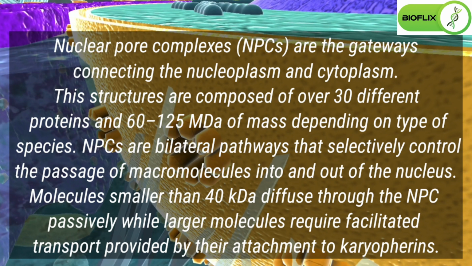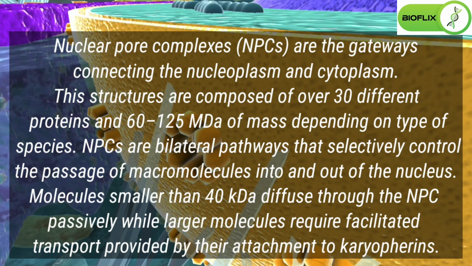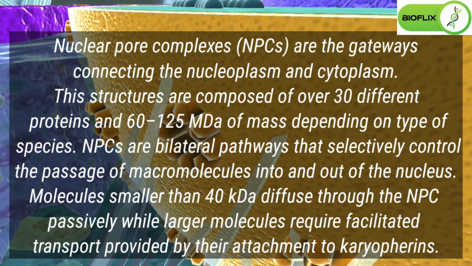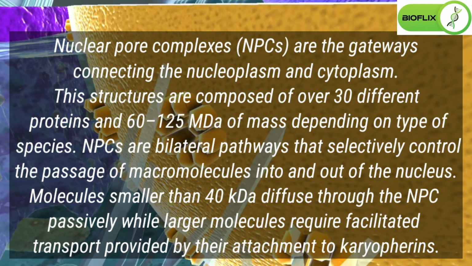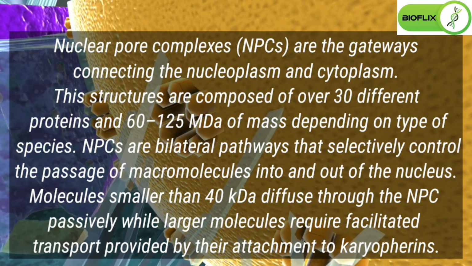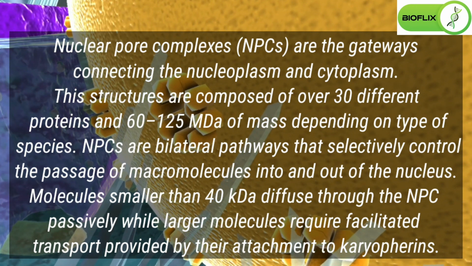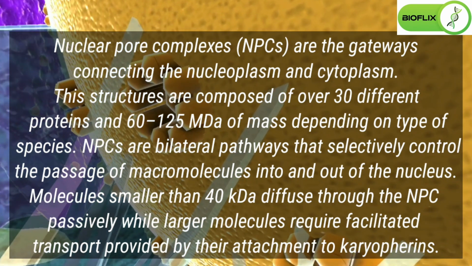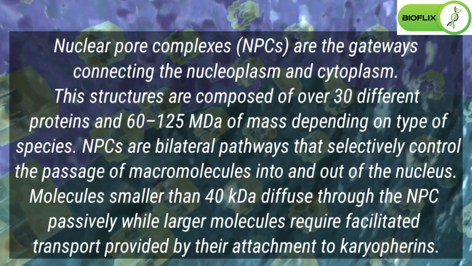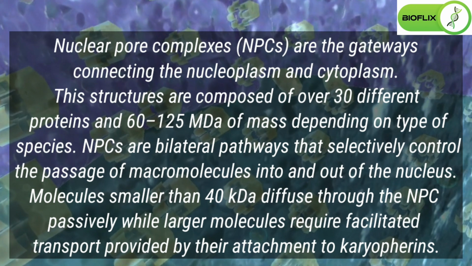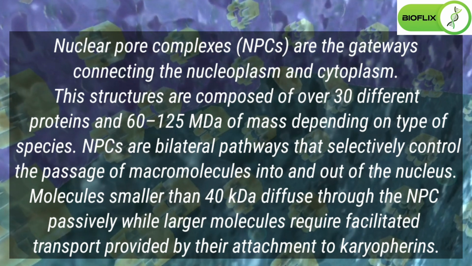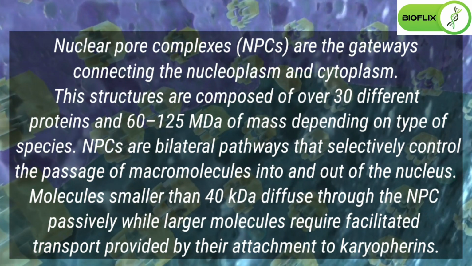Nuclear pore complexes (NPCs) are the gateways connecting the nucleoplasm and cytoplasm. These structures are composed of over 30 different proteins and 60 to 125 MDa of mass depending on the type of species. NPCs are bilateral pathways that selectively control the passage of macromolecules into and out of the nucleus. Molecules smaller than 40 kDa diffuse through the NPC passively while larger molecules require facilitated transport provided by their attachment to karyopherins.